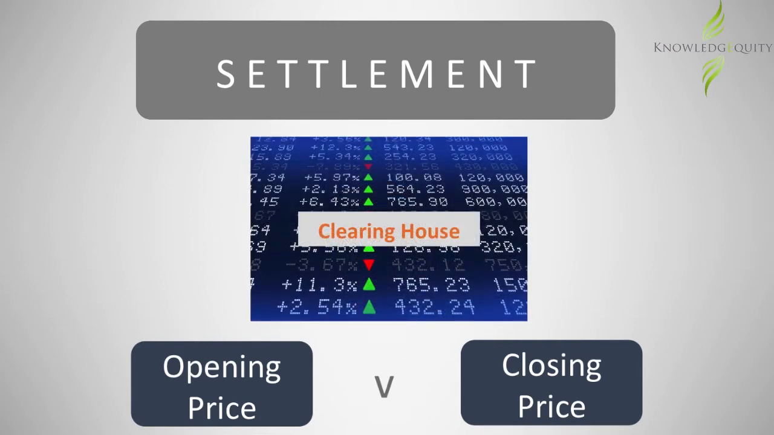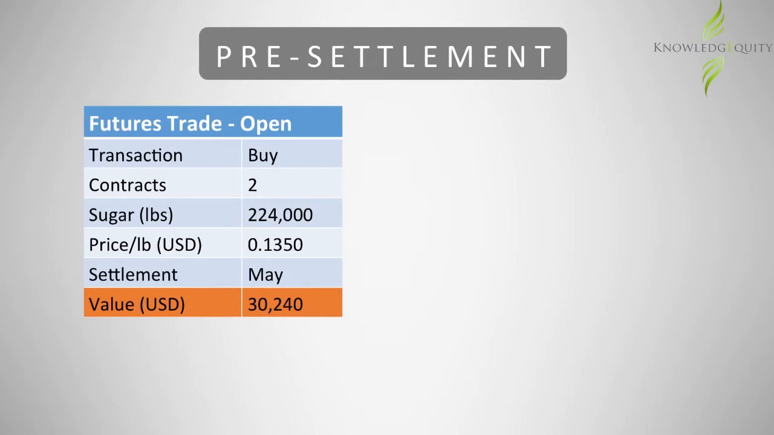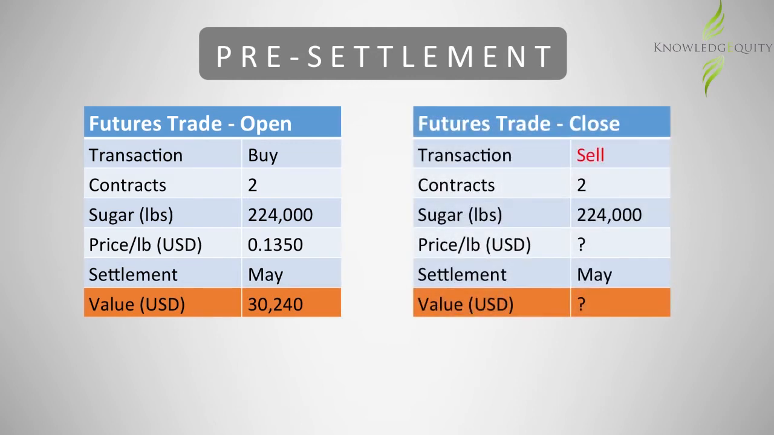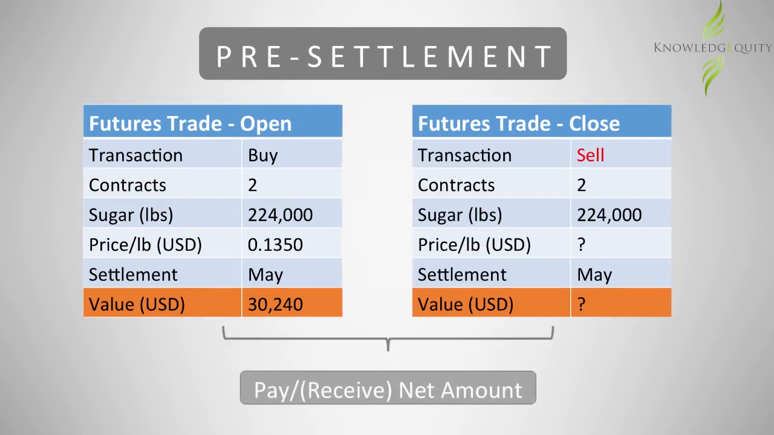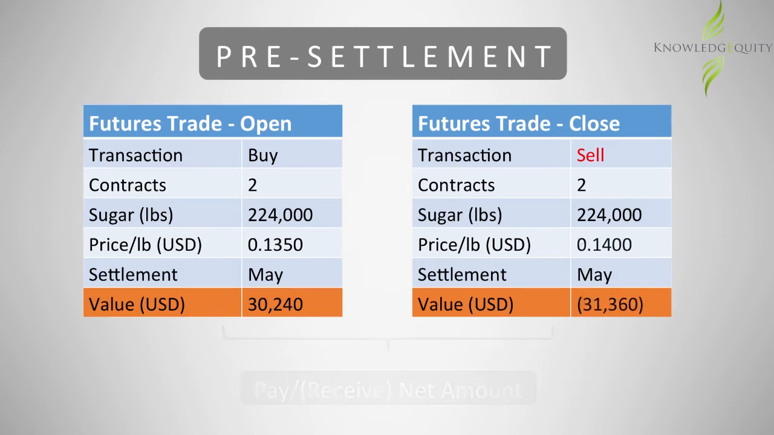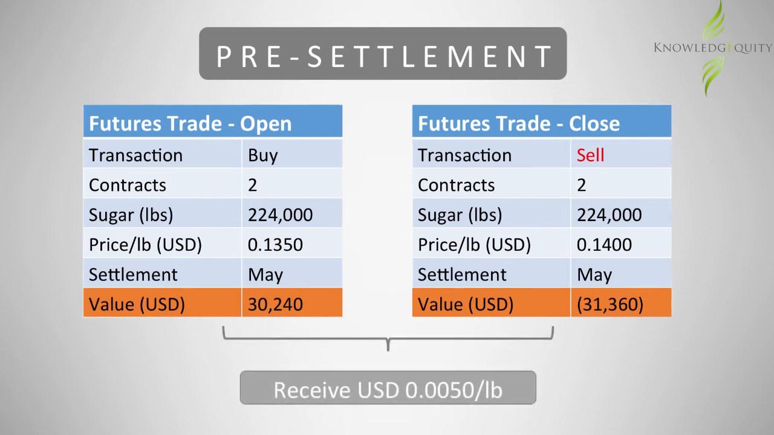However, what typically happens in futures trading is that just prior to settlement, the bought futures position is unwound or offset by selling 2 futures contracts for the same delivery date. This closes out the open position, and the chocolate manufacturer simply pays or receives any difference in price between the 2 trades. If the price near settlement was, say, 14 US cents per pound, the chocolate manufacturer would sell its 2 futures contracts and effectively receive from the clearinghouse 0.5 US cents per pound, or 1,120 US dollars.